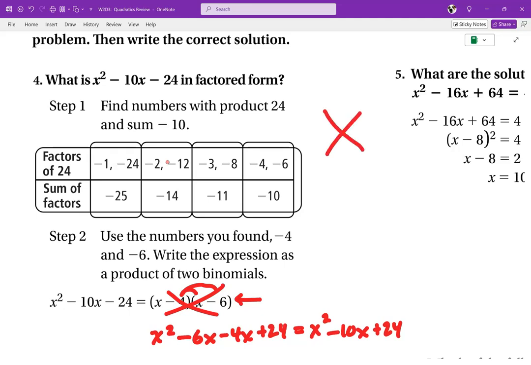A times c is negative 24. B is negative 10. Two numbers that multiply to negative 24 that add up to negative 10, bless you. What would I use? One is negative, one is positive. We already tried 6 and 4 and it didn't work, right? It's going to be 12 and 2. Okay, negative 12 plus 2 is negative 10. Negative 12 times 2 is negative 24. Your answer should be this.